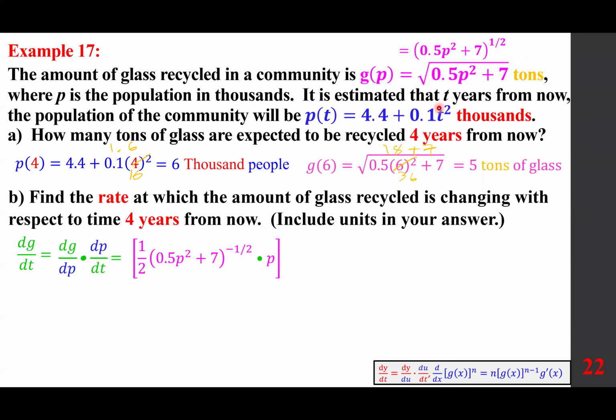0.1 times 2t, so 0.2t. And since t is 4, P was found to be 6 from the previous part. We have two choices. We can use those numbers, or we can change the P, that means P of t, to 4.4 plus 0.1 t squared and do the math. There is no need to do that. This will do the job. So all you have to do is simplify this expression.